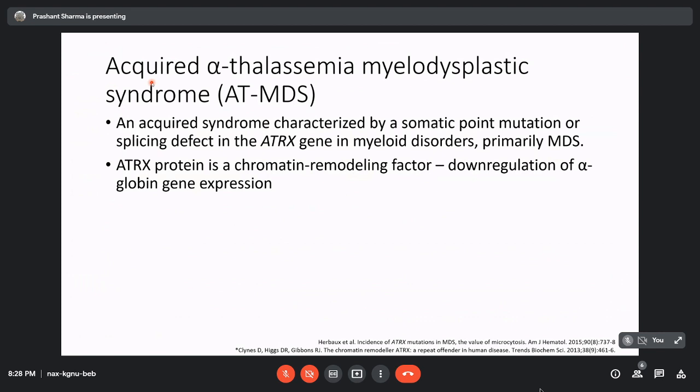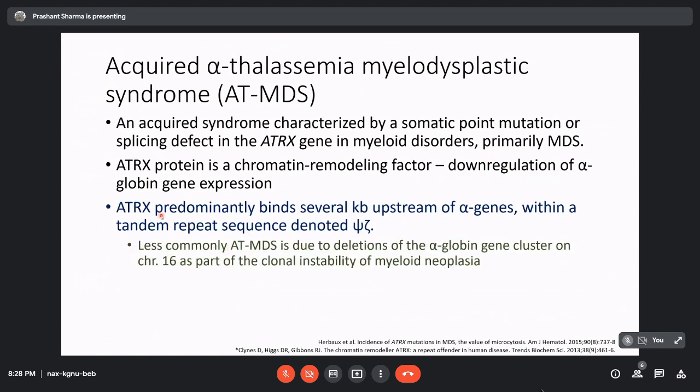So this patient actually had acquired alpha thalassemia along with a myelodysplastic syndrome because of an acquired mutation in his ATRX gene. This is an acquired syndrome characterized by somatic, non-germline point mutations or a splicing defect in the ATRX gene. It happens in myeloid disorders, primarily MDS. The ATRX protein is a chromatin remodeling factor, and this is responsible for downregulation of alpha globin gene expression. ATRX is on the X chromosome, but its protein acts as a chromatin remodeling factor and binds several kilobases upstream of the alpha globin genes in a tandem repeat sequence that is denoted psi zeta.